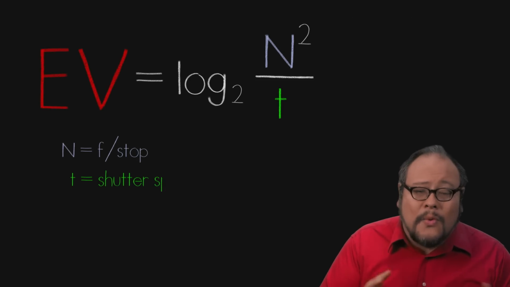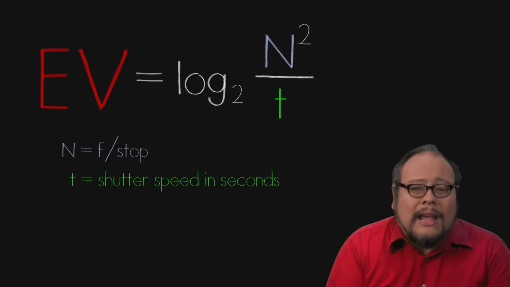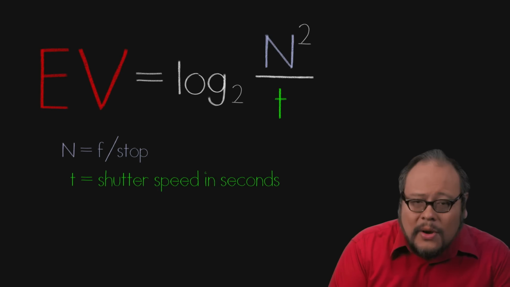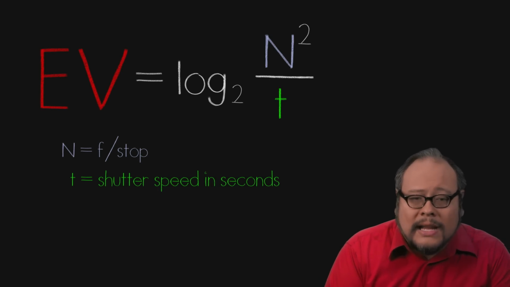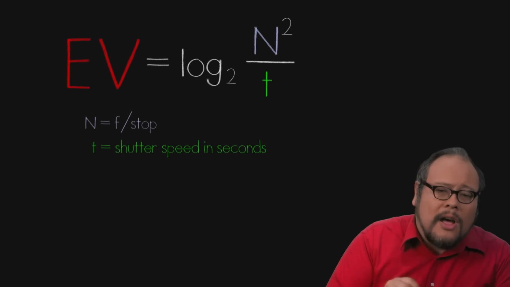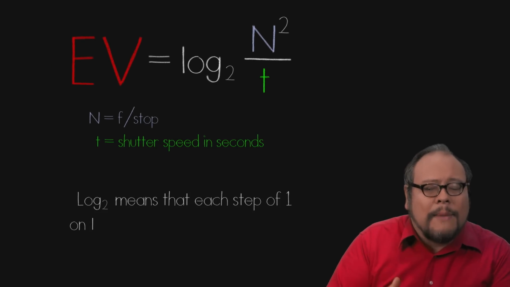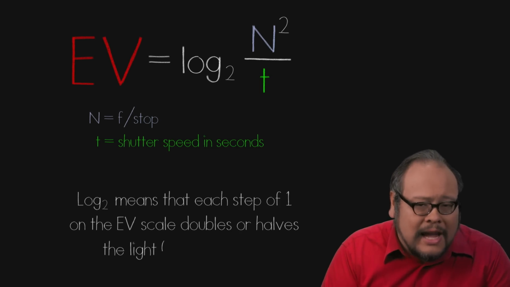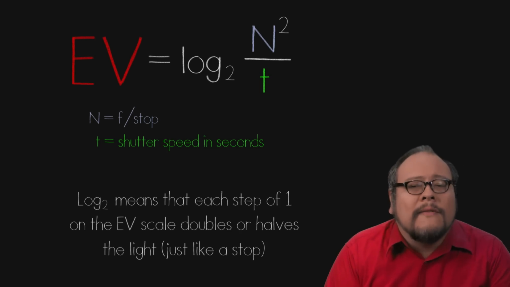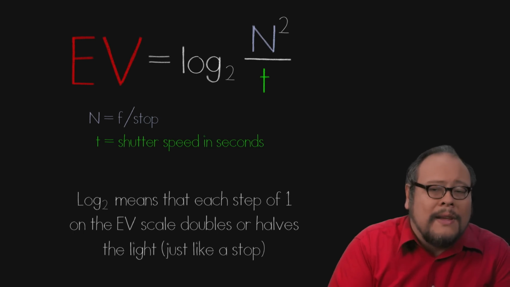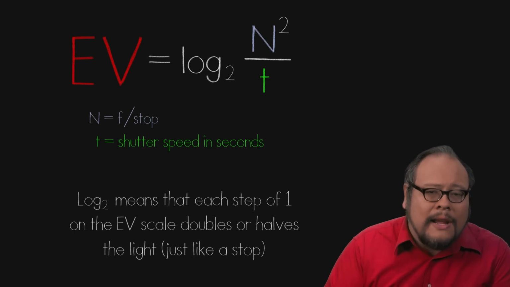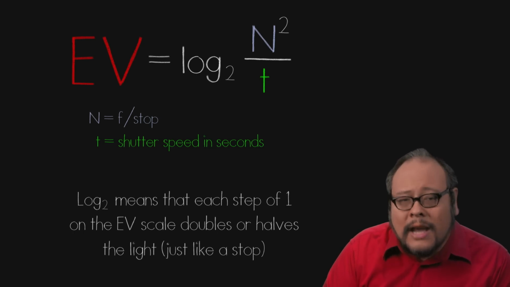The math looks a little intimidating, but it really is quite simple once you examine it. EV equals log 2 of the f-stop squared divided by the exposure time in seconds. Let's work this out. The log 2 just means that each step of 1 on the EV scale doubles the amount of light. So an EV of 10 is double the amount of EV 9. Each one EV, therefore, is one stop.